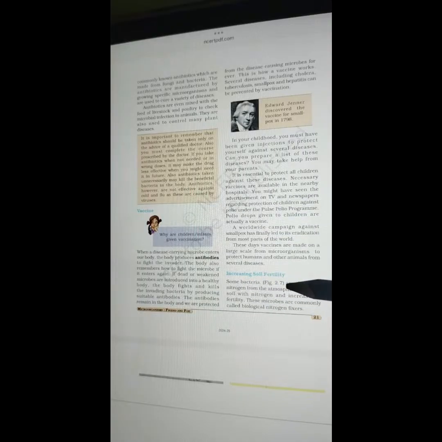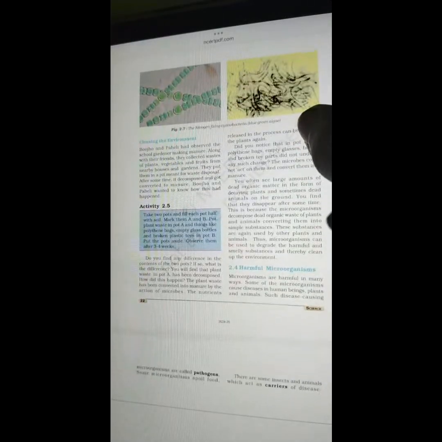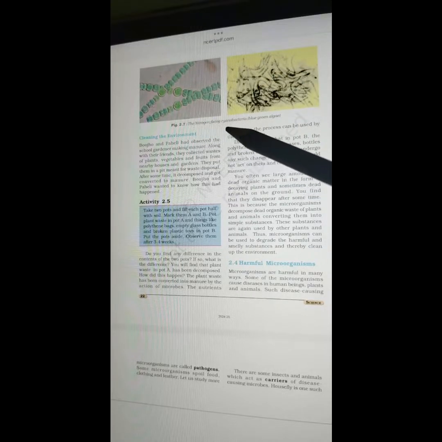Increasing soil fertility. Some bacteria are able to fix nitrogen from the atmosphere to enrich soil with nitrogen and increase its fertility. These microbes are commonly called biological nitrogen fixers. Figure 2.7 is showing you the nitrogen fixing cyanobacteria, which is blue green algae.